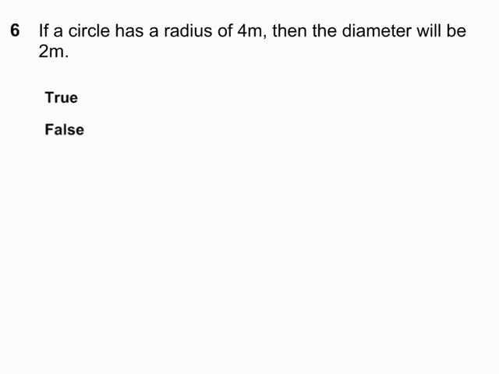Question 6 says, true or false? If a circle has a radius of 4 meters, then the diameter will be 2 meters. Well, let's draw that. So the radius is 4 meters, then the diameter will be 2. No, if the radius is 4, the diameter will be 8 meters. So the answer is false for question 6.